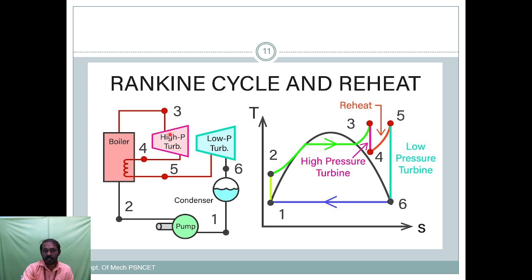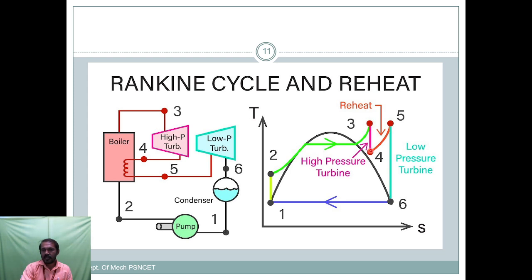So high pressure of steam, high pressure, temperature, entropy. So all of those increase. All these values go to the high pressure turbine. After the high pressure turbine is completed, this is high pressure.